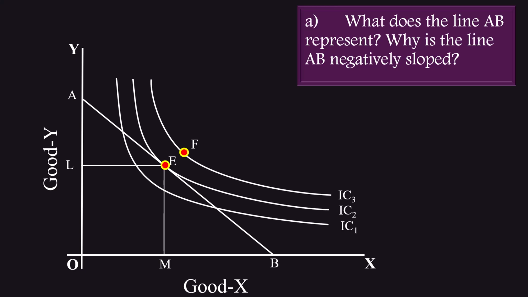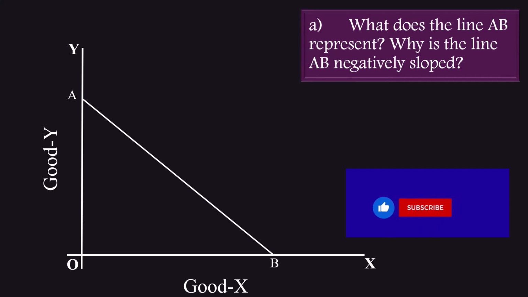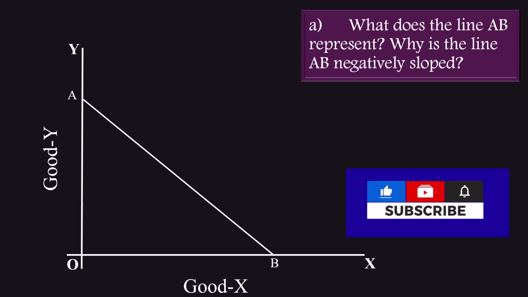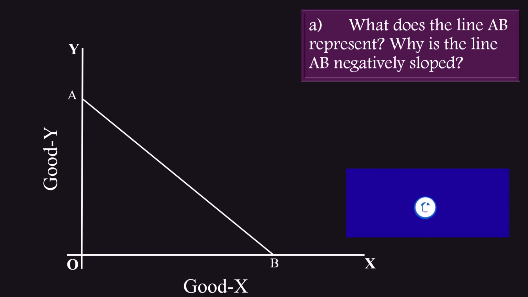Answer. The line AB represents the price line. To reduce complexity and to have a clear understanding, let me clear the other details from the graph. It is also called the budget line or income line. It is negatively sloped because a given income of a consumer is distributed between good Y and good X. According to the given graph, let us assume the consumer buys combination E. It contains L units of good Y and M units of good X.